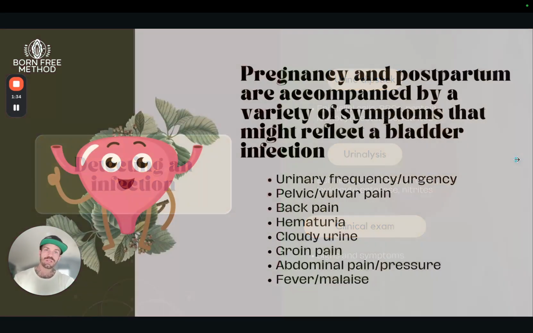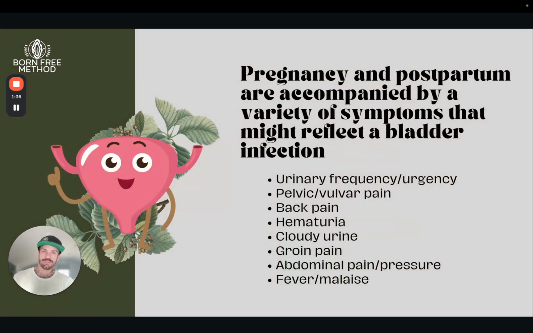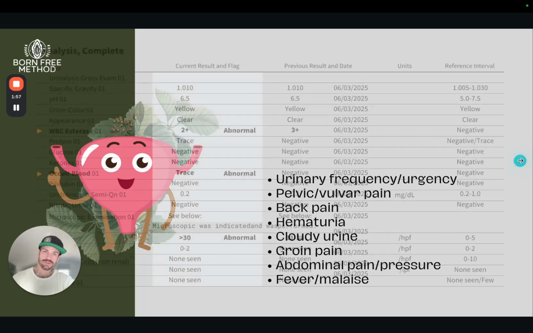So let's start with this list of common signs and symptoms. Any woman who walks into my practice and she's pregnant could have any of these things. Does it necessarily mean she has an infection? No, of course not. But when we combine this clinical picture with maybe what we're seeing on dipstick, that might prompt us to send a urine culture, urinalysis, those types of things.